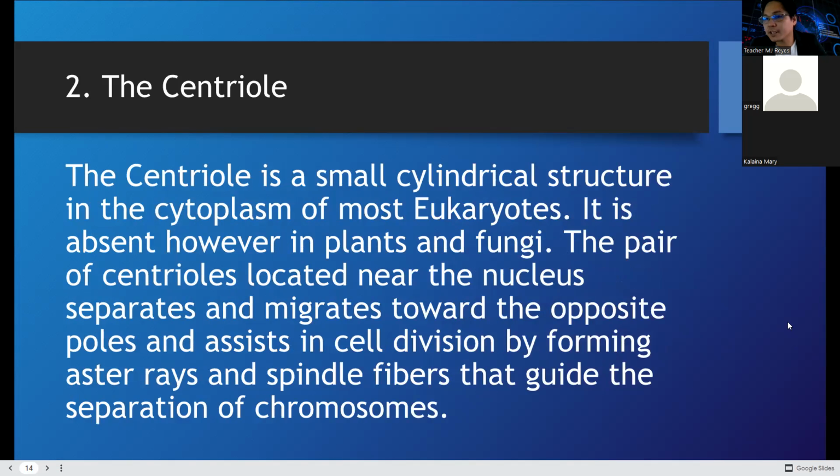Centriole. The second organelle is the centriole. The centriole is a small cylindrical structure in the cytoplasm of most eukaryotic cells, or cells with a true nucleus. Eu means true, karyon means nucleus. It is absent, however, in plants and fungi. The pair of centrioles located near the nucleus separates and migrates toward the opposite poles and assists in cell division by forming asters or spindle fibers that guide the separation of chromosomes. This is the one that pulls or guides the chromosomes to separate.